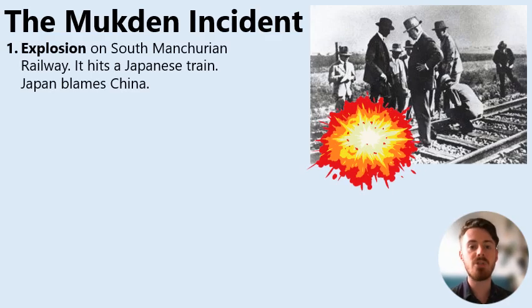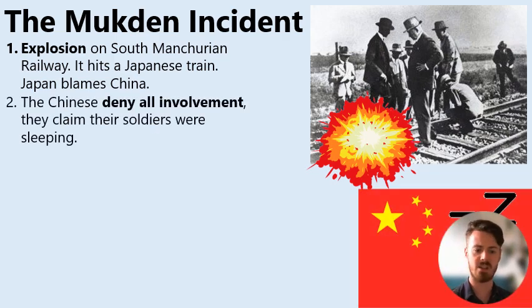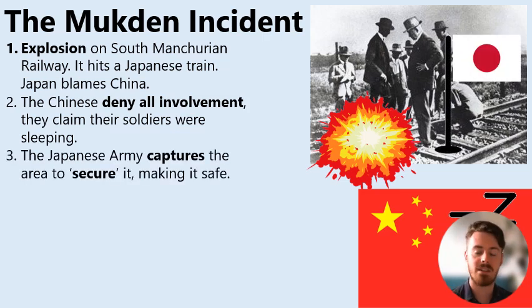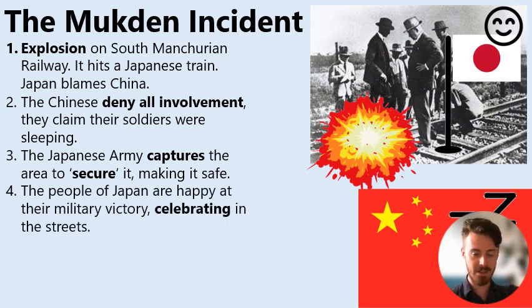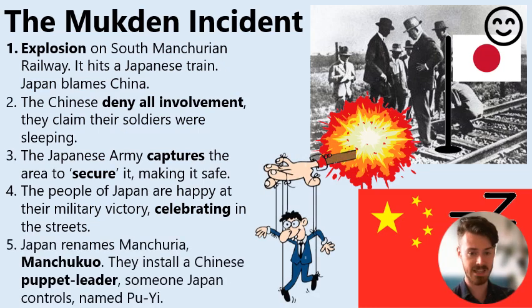And you've definitely seen this story, and hopefully you remember it. There is an explosion on the railway. Japan blames China, saying, oh my God, they've attacked our railway. China says, we did nothing, our soldiers were asleep, what are you talking about? But because the Japanese railway in Manchuria is endangered, Japan sends its army in to secure it. The Japanese people now have captured another area. Their government makes everyone go, woo, celebration, and they install their own puppet leader, they rename it, it's now a part of Japan. And the rest of the world watches this and goes, that's definitely not right.